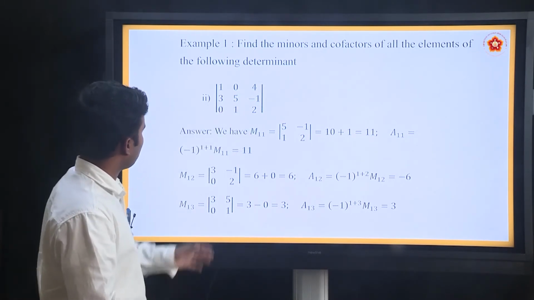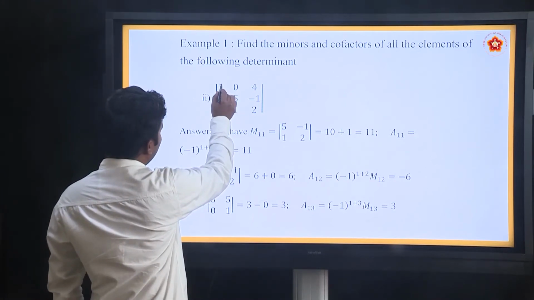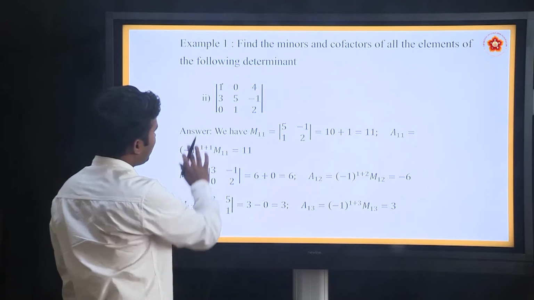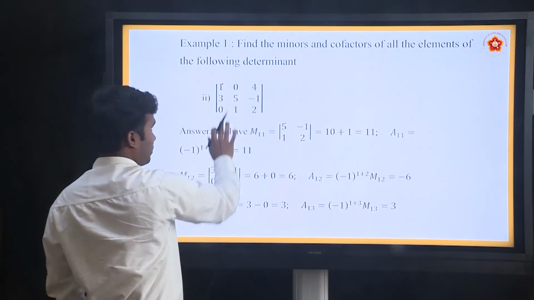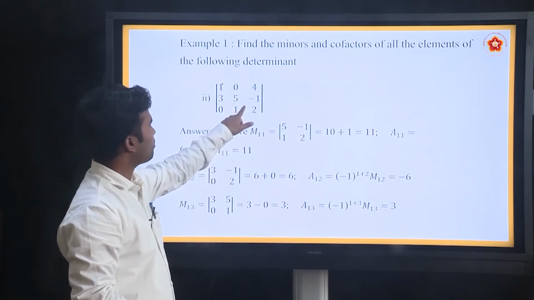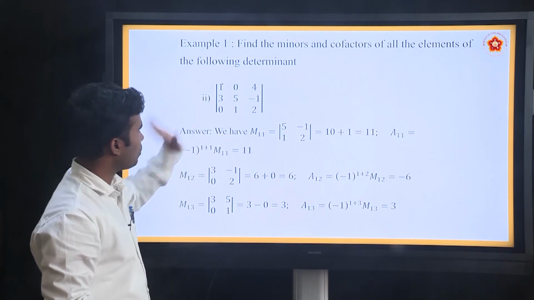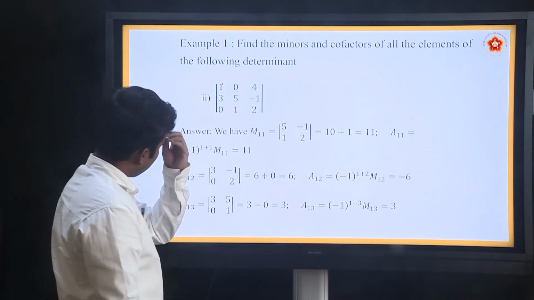See, here you should observe that if you want to find the minor of this element 1, 1 lies in the first row and first column. You just delete the first row and first column and take the determinant of the rest. The determinant of 5, minus 1, 1, 2 gives the minor of that particular element. So, how we can find it is here.